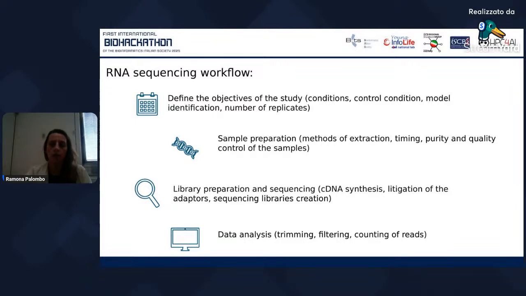So for the last two parts of this slide, I leave it to the second part of this webinar, because we will talk also about the quality control and the library preparation, and also for data analysis we have several different presentations.